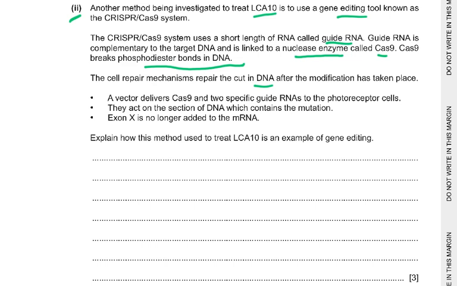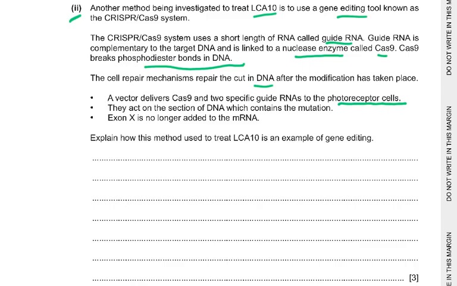A vector delivers Cas9 and two specific guide RNAs to the photoreceptor cells. They act on the section of DNA which contains the mutation. Exon X is no longer added to the mRNA. Explain how this method used to treat LCA10 is an example of gene editing.